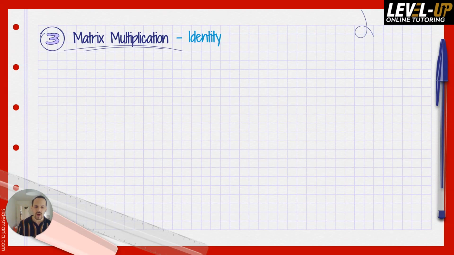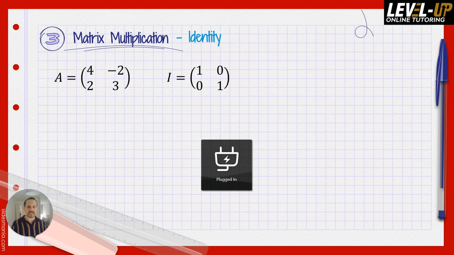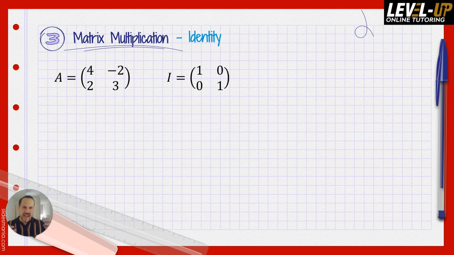Another really important thing we need to be familiar with is what's known as the identity matrix. So what do I mean by the identity? Let's say we take some random matrix A, and I've labeled this matrix A. I have this other matrix I, which is what we call the identity matrix. So what do I mean by the identity?